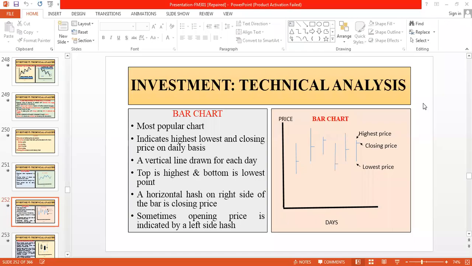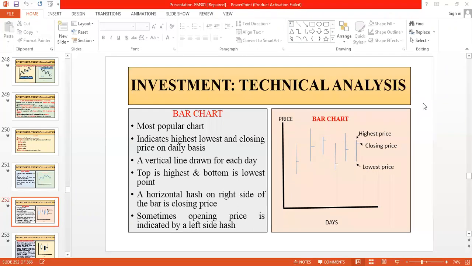It is an analysis of the subject, investment analysis and portfolio management. This lecture is related to technical analysis. In the previous lecture, this is for fourth semester MBA students of finance background or finance specialization.